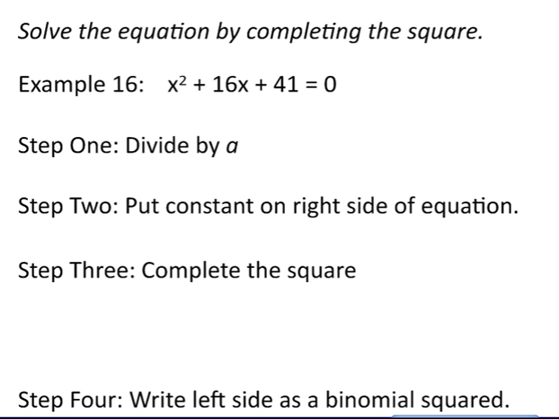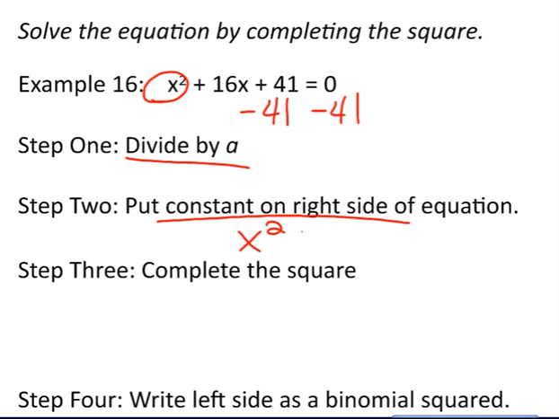Example 16, if I have x squared plus 16x plus 41 equals 0, need to divide by a. Well, there is no a to divide by, so we don't need to do that step. The constant needs to go on the right side of the equation, so subtract 41. I have x squared plus 16x is equal to negative 41.